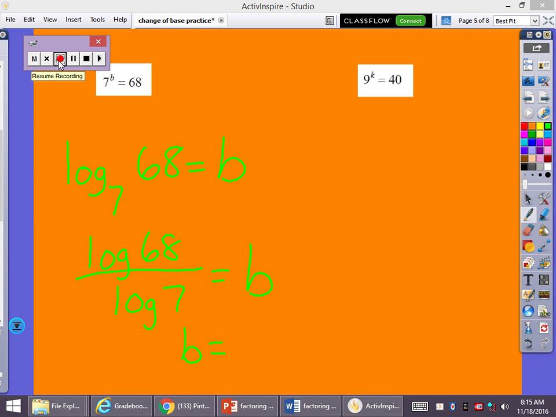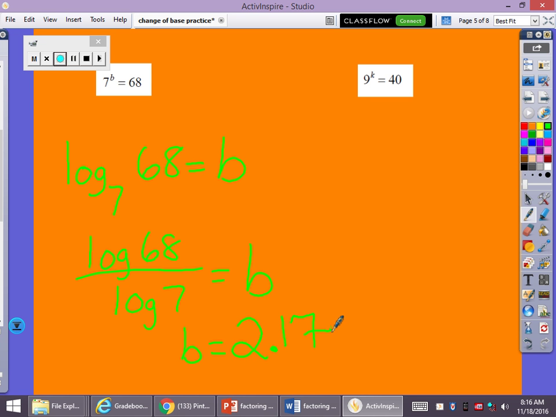Okay, so this becomes log 68 divided by log 7, which is? Okay, now what is the key piece, though, when you type this in your calculator so you don't get a wrong answer? You gotta make sure you close the parentheses.